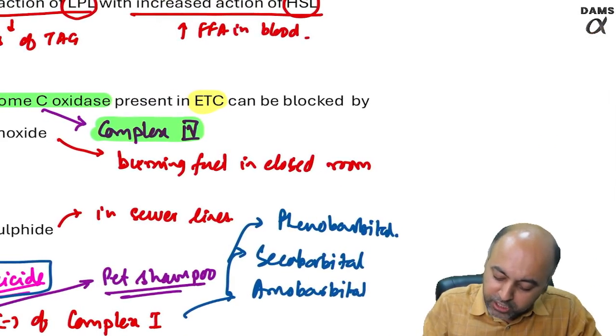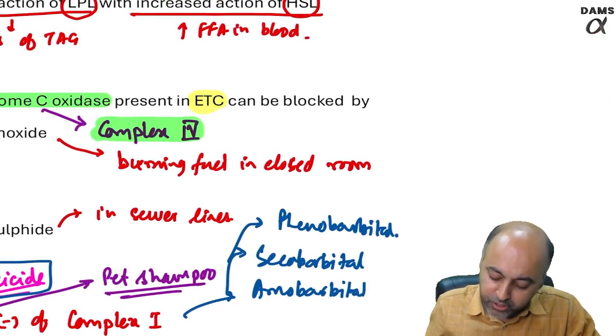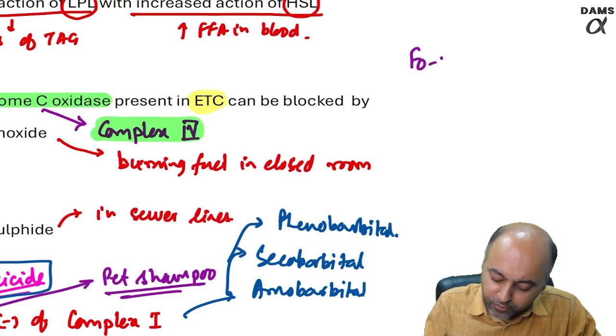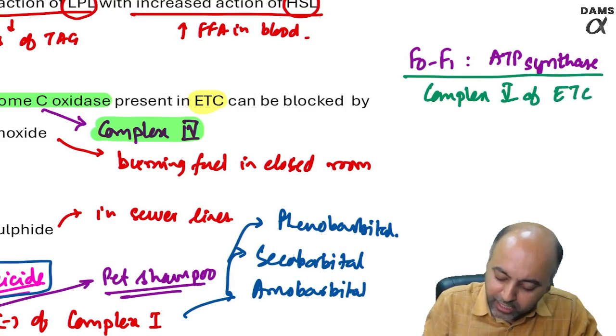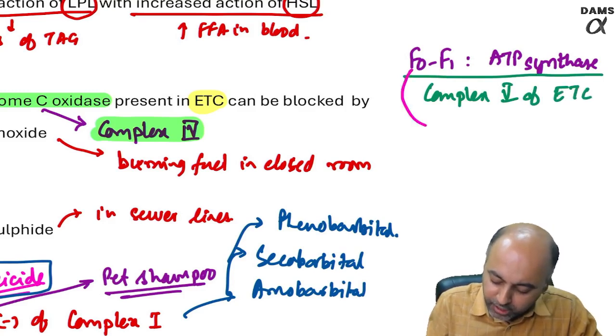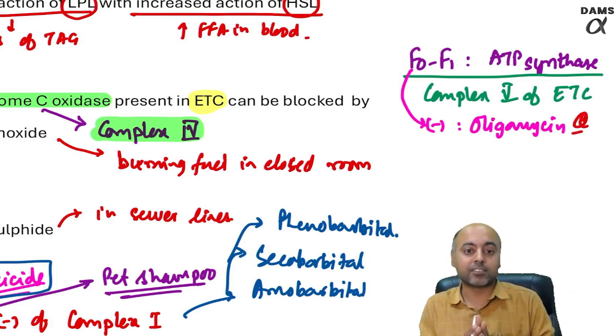One last part here which I would want to mention is the F0 F1 particle is also known as ATP synthase, and sometimes this is also known as complex 5 of the electron transport chain. And in this context, please remember, the inhibitor of F0 is oligomycin. This question has been asked previously, and when it comes again, you should be able to answer. All right.